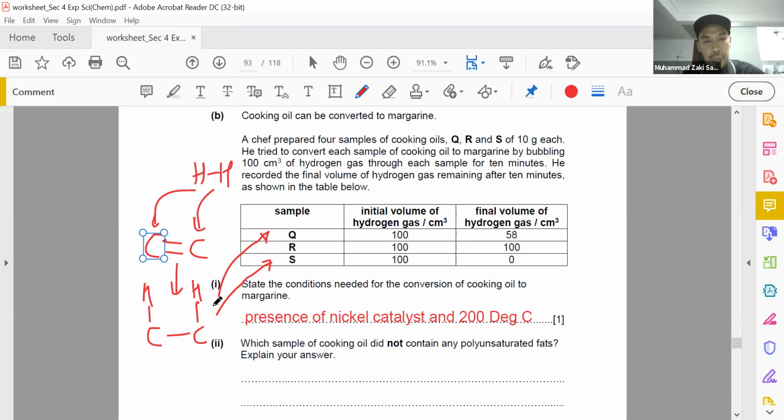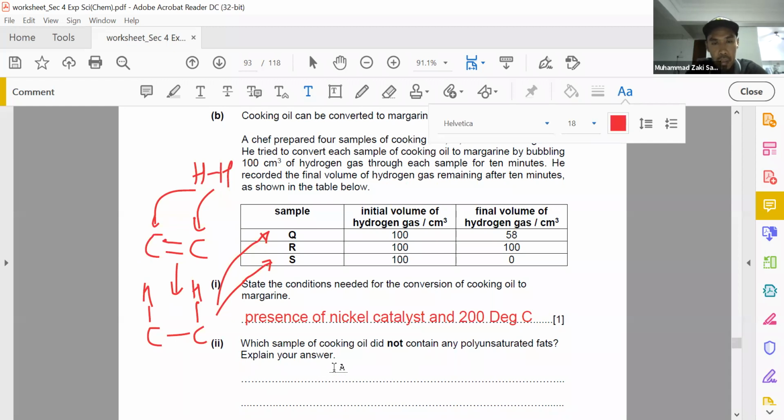So that shows that R is a saturated compound. That makes us answer the question: which sample of cooking oil did not contain polyunsaturated fat? Sample R. Why? Because the volume of hydrogen gas did not change.